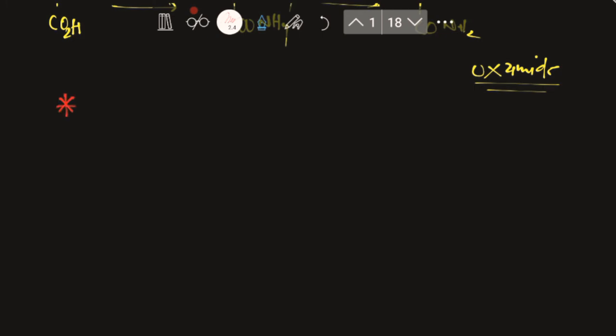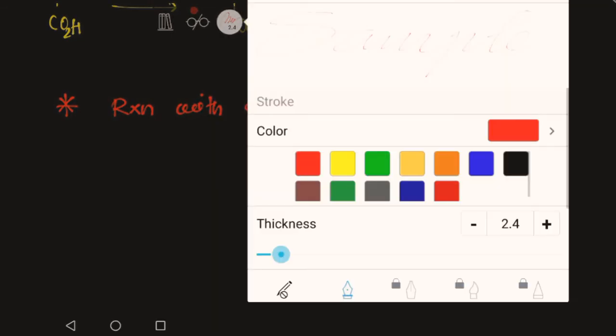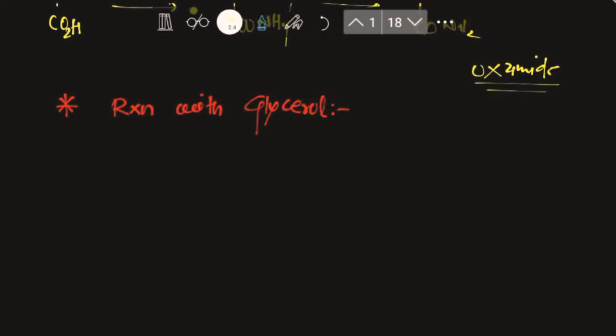What will happen when oxalic acid reacts with glycerol? Now what is glycerol? You know that glycerol is a compound where 3 hydroxy groups are present, and it is called a trihydroxy molecule. And I have the structure of a carboxylic acid. This will be a CO, then another CO, and here this is OH and this is OH. This compound is called oxalic acid.